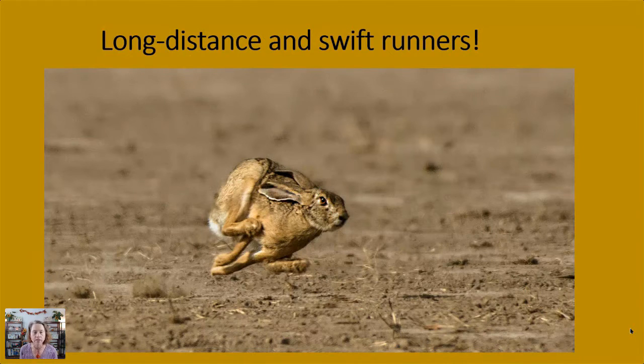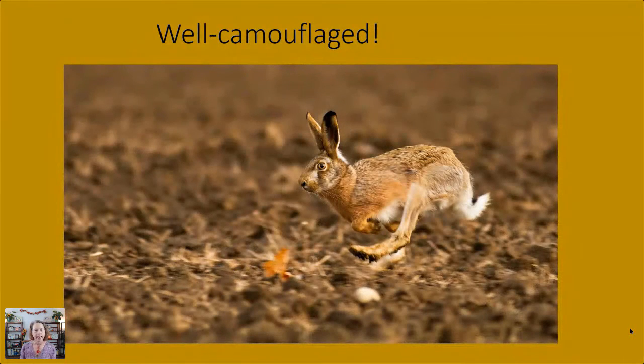Here's a picture of one running very quickly, so you can see how quickly they run. They usually live in very open habitats, so that's why they need to run fast, because their predators can run after them. And they're also very well camouflaged. Like this one blends in very well with its background, and you might not even be able to see it. Those are all things that help protect them from being eaten by their predators.